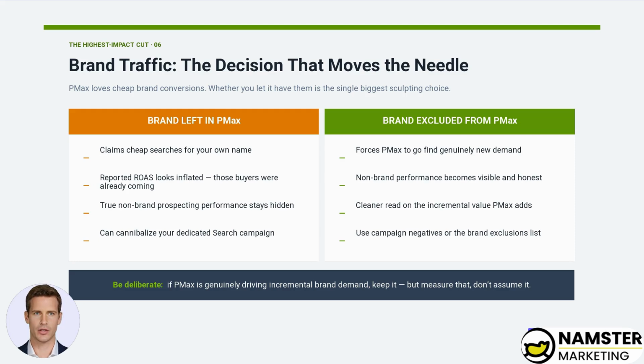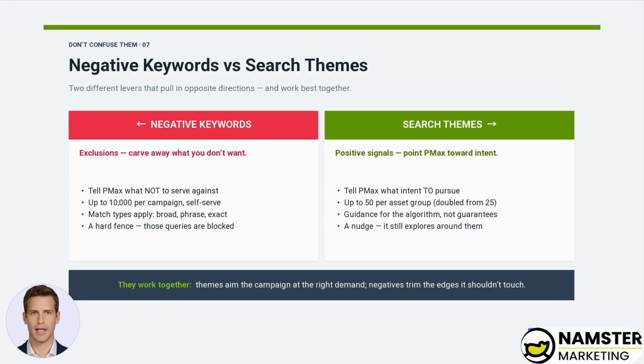If PMax is genuinely driving incremental brand demand, you might keep it, but you must measure that incrementality rather than simply assuming it is working in your favor. It is vital not to confuse negative keywords with search themes, as they pull in opposite directions.